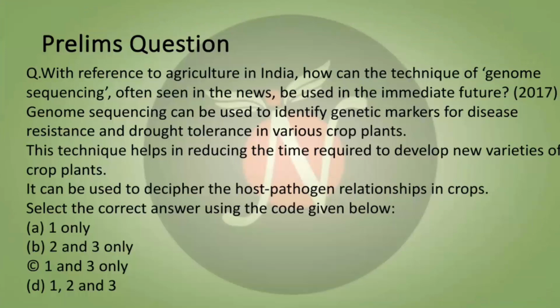Now we will come to our prelims question. With reference to agriculture in India, how can the technique of genome sequencing, often seen in news, be used in the immediate future? First, genome sequencing can be used to identify genetic markers for disease resistance and drought tolerance in various crop plants. Second, this technique helps in reducing the time required to develop new varieties of crop plants. Third, it can be used to decipher the host-pathogen relationship in a crop.